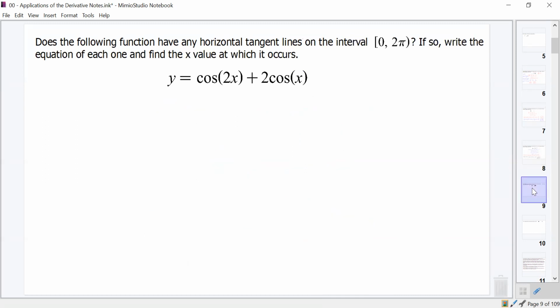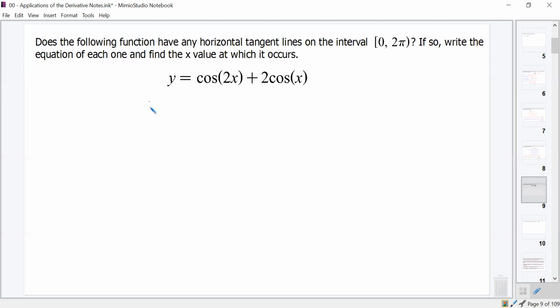Now, most of the problems that we're going to look at are not going to be quite as easy as that one. For this one, we've clearly got some trig functions, which means it's going to be really important for you to know all the values of your trig functions for this unit. So again, the calculus steps remain the same.